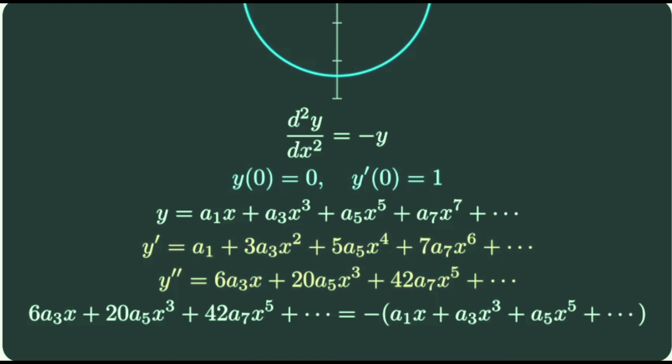This means the coefficient of every power of x must match. Let's match the coefficient of x first. On the left, we have 6 a 3. On the right, we have negative a 1. So 6 a 3 equals negative a 1.